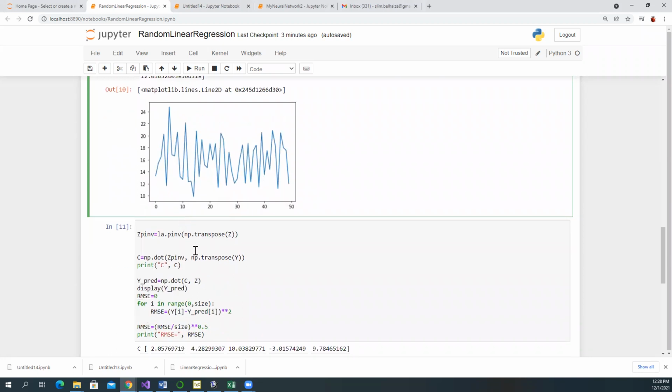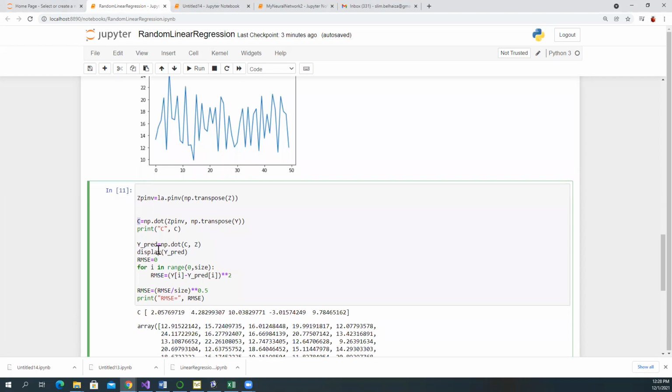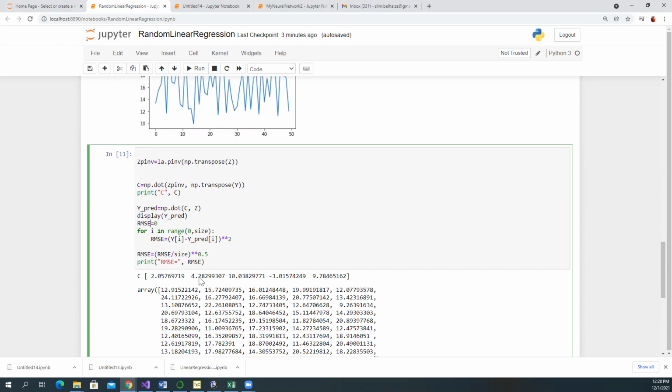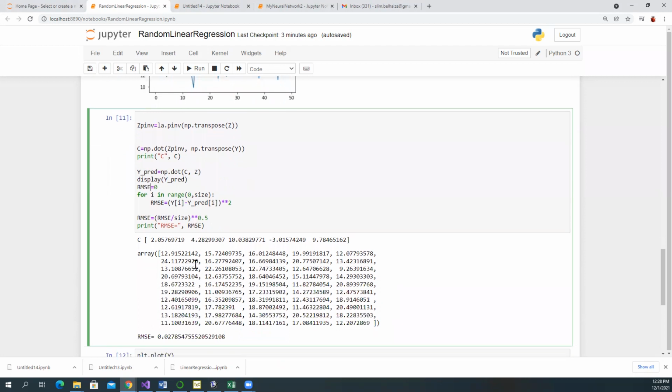So with the pseudo inverse, of course, I will compute the pseudo inverse of z, and I will multiply it by the y to get c, which are the coefficients in the linear regression, and multiply c by z, so I get the y predicted. And at the end, I'll display the y predicted, and I will compute the root mean square error by summing up all the squares of the errors between y and the y predicted, and I put the sum to the power 0.5 to take the square root.